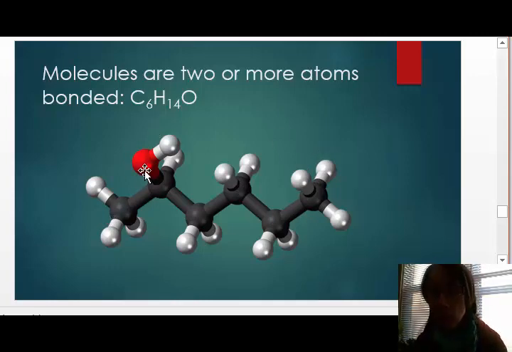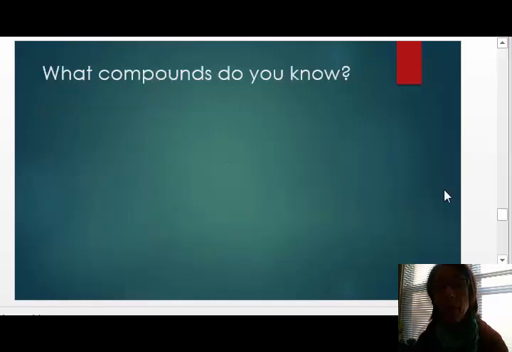Thus, we see its formula is capital C subscript 6, capital H subscript 14, capital O. We do not use subscripts of 1 in chemical formulas. The name of this chemical is 2-hexanol, and it is a type of alcohol. There are approximately 100 elements, but there are tens of millions of chemical compounds.